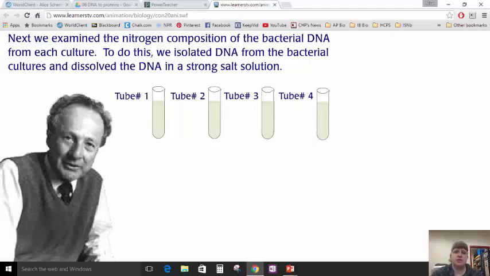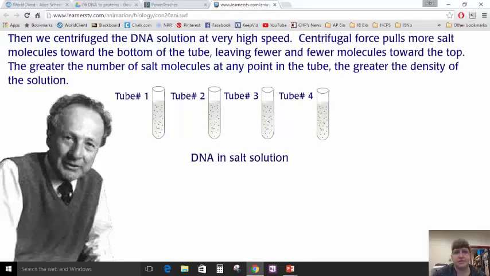So then they examined the nitrogen composition of the bacterial DNA from each culture, and we did this by isolating the DNA from the bacterial cultures, dissolving the DNA in a strong salt solution, and then they centrifuged the DNA at a very high speed. So the centrifugal force pulls more of the salt molecules towards the bottom, leaving fewer and fewer molecules towards the top. And the greater the number of the salt molecules at any point in the tube, the greater the density of the solution.